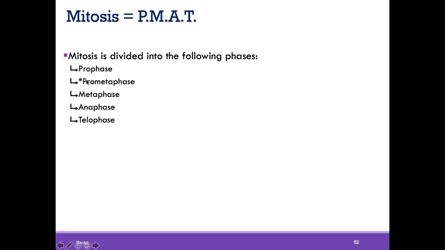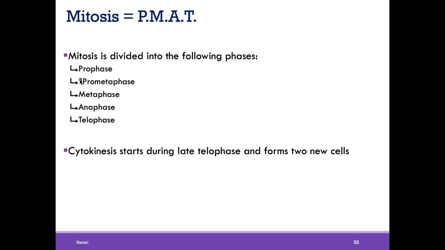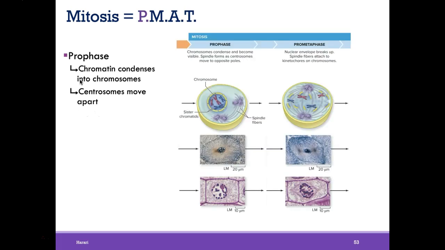Prometaphase is not always included, but the book includes prometaphase, so therefore it is going to be on the quizzes. Cytokinesis starts during late telophase, and that's when the cytoplasm divides and we have two new cells. M phase refers to mitosis and cytokinesis together. So let's talk about prophase and prometaphase.